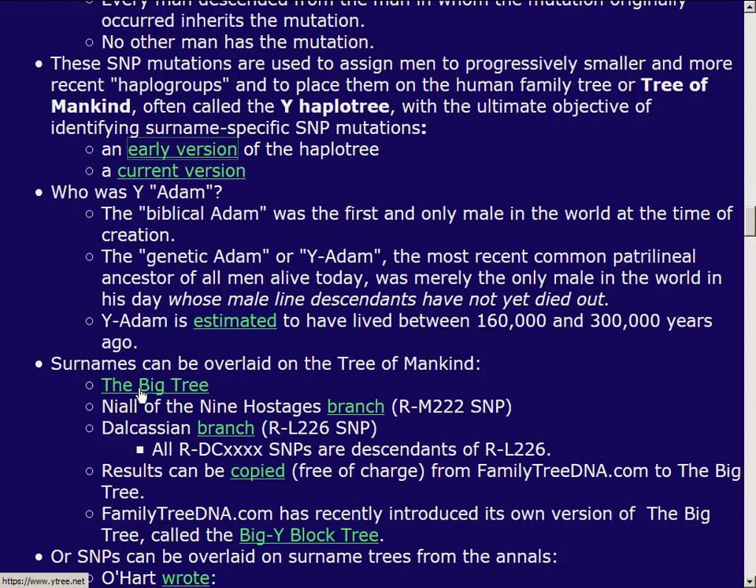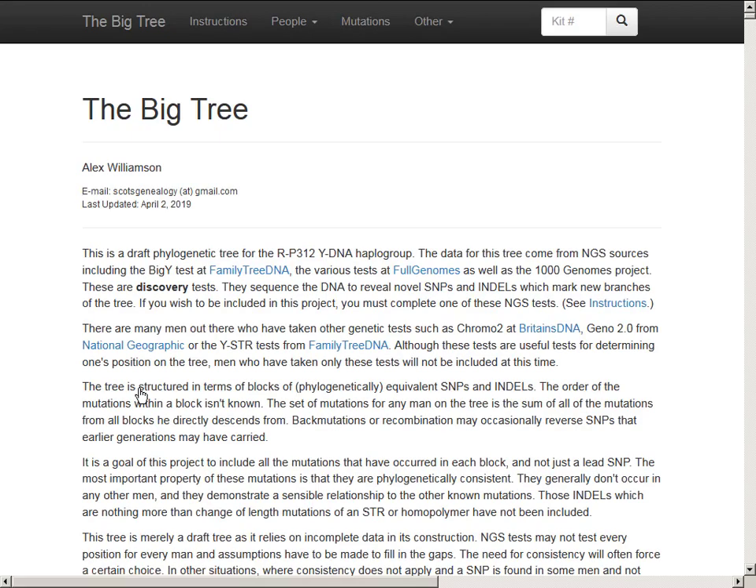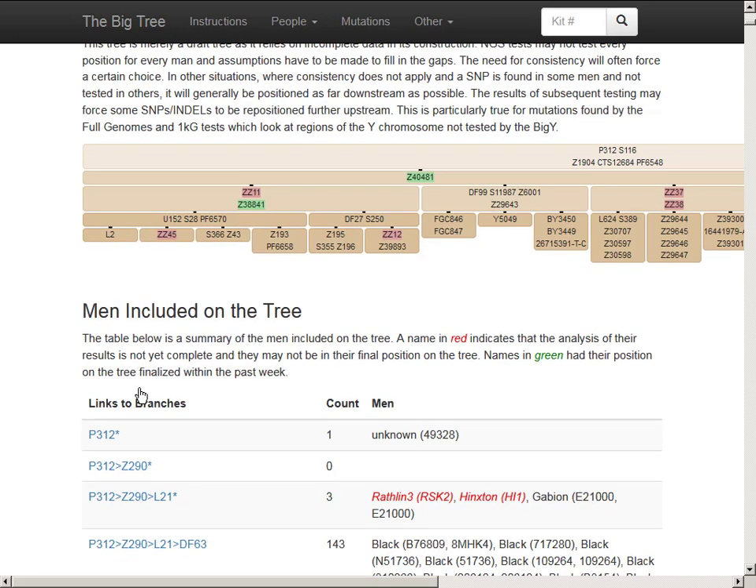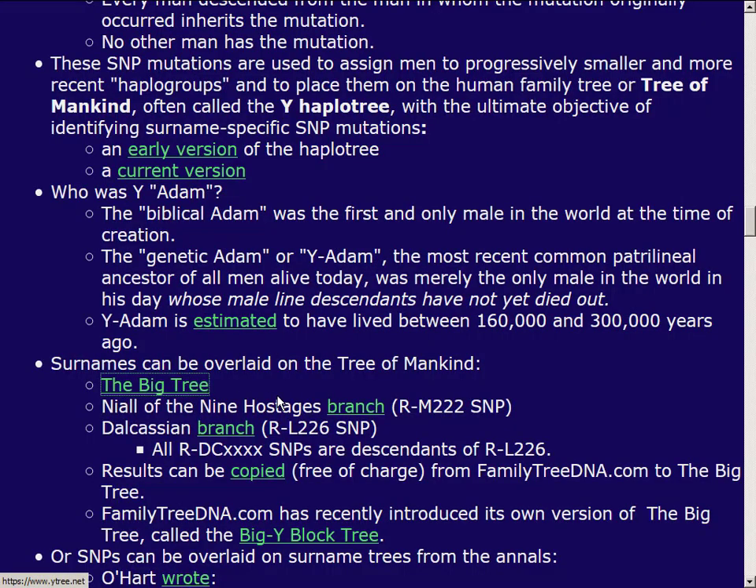So the idea now is to overlay surnames on SNP mutations and SNP mutations on surnames. And the nicest way that this has been done for people in that haplogroup OR is the big tree compiled by a wonderful volunteer called Alex Williamson. And here is the top level of the tree, which just has the SNP mutation numbers. So it starts with P312, which is probably about 3,000, 4,000 years old. Then Z40451, and then that split into three branches, and this one split into two branches, and this one split into four branches, and so on. And we can look at some of the Irish branches of that tree with the surname added.